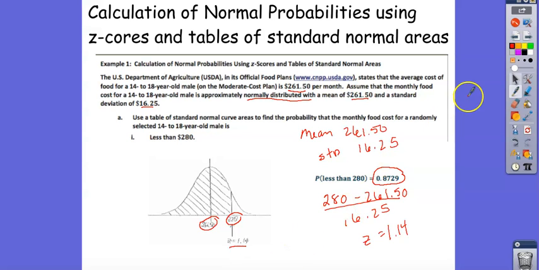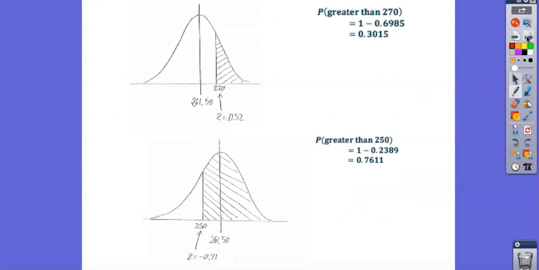Okay, let's try another one. What if I want it to be greater than 270? In that case, I'm just going to say it's 1 minus whatever the area is from 270. Remember, the table tells me everything to the left. So I figure out my z-score: 270 minus 261.50 divided by my standard deviation, which they gave me as 16.25, and that's how I got that 0.52.